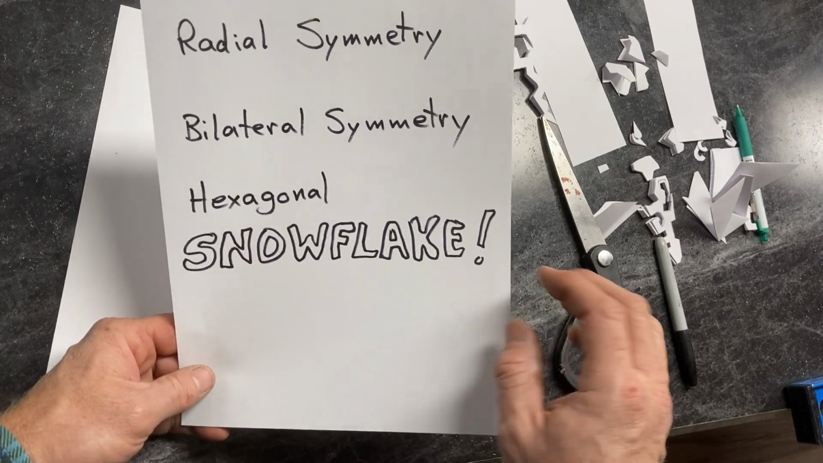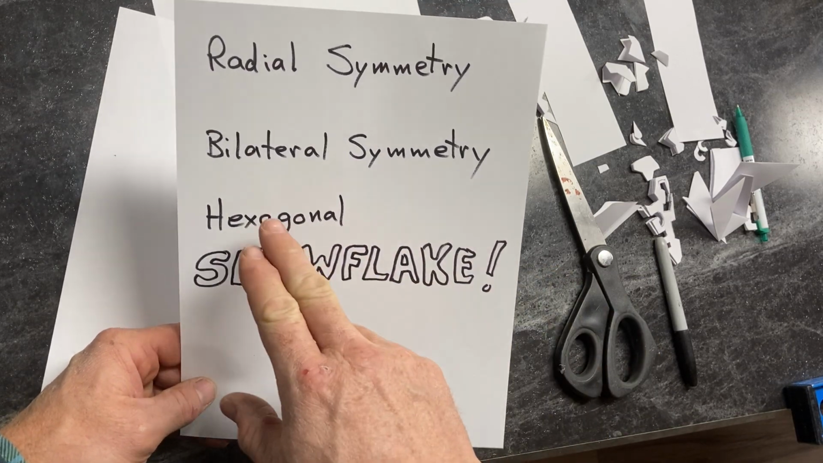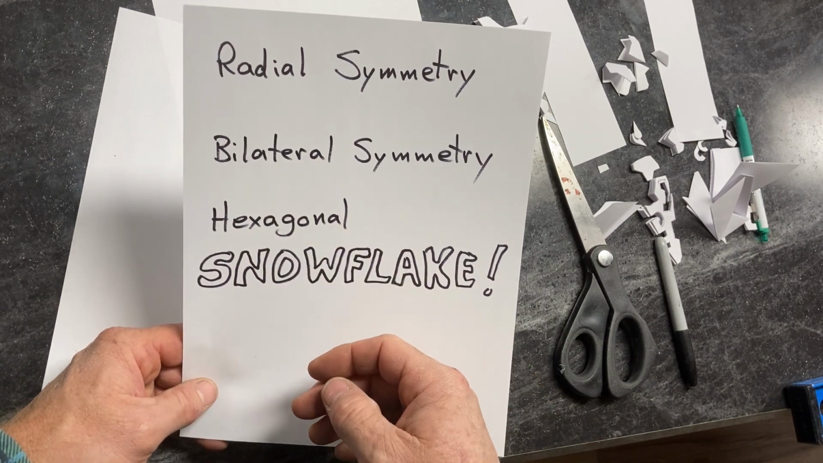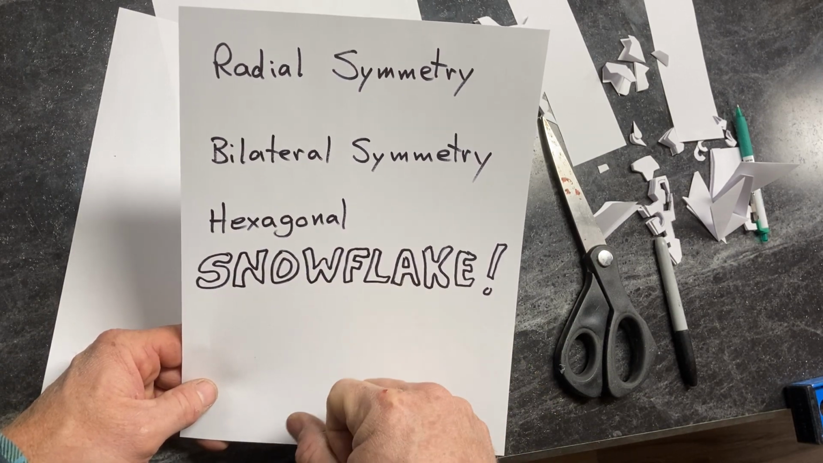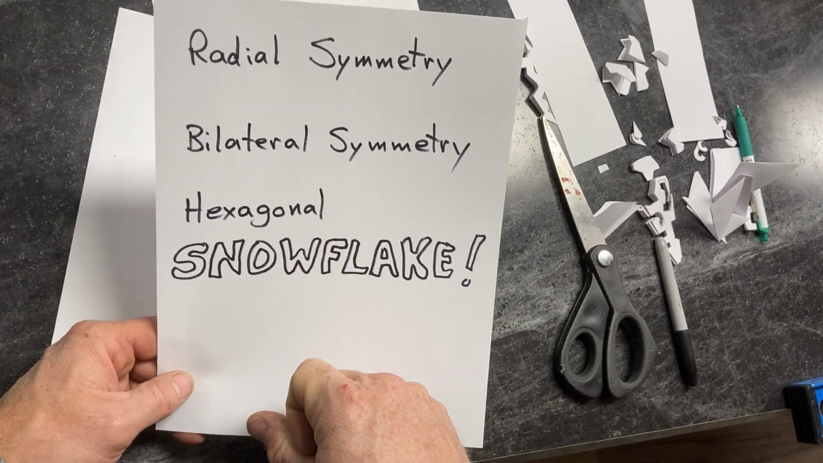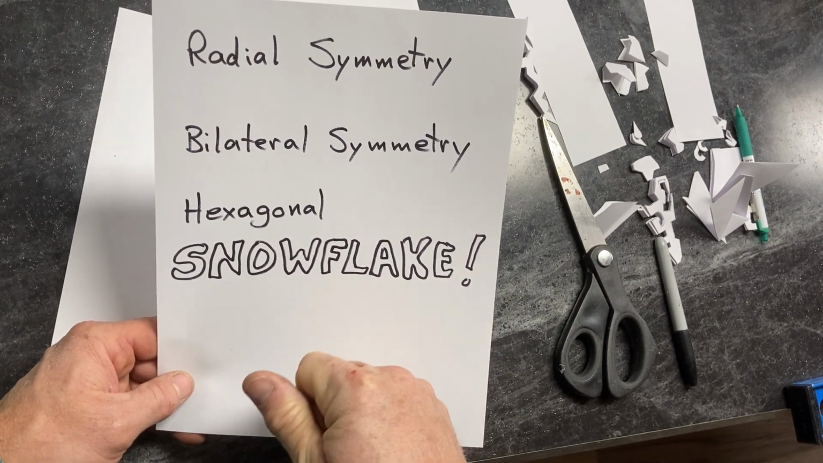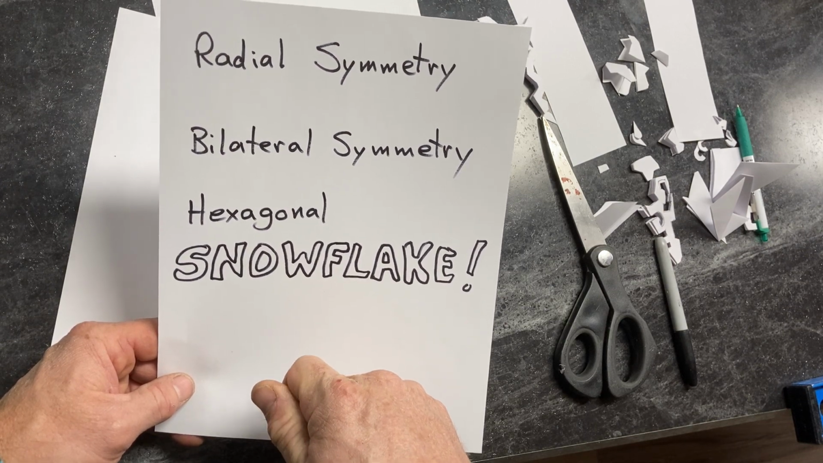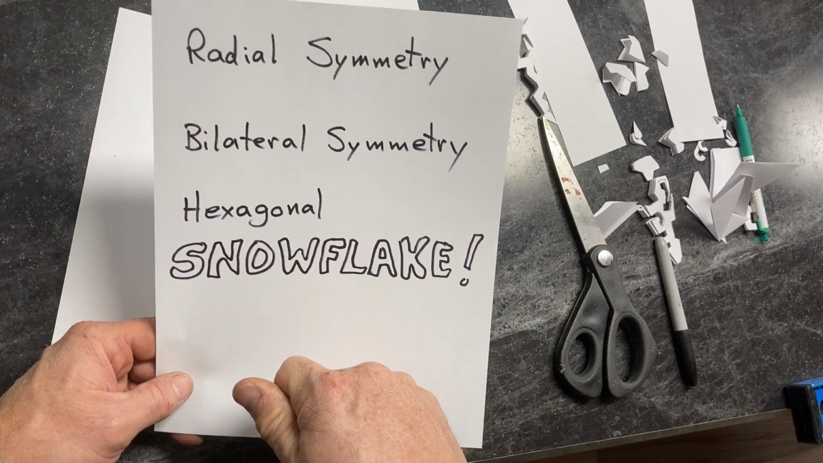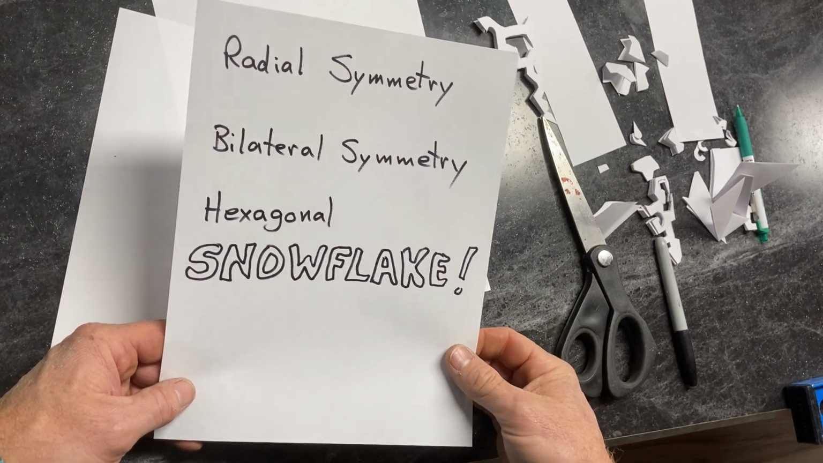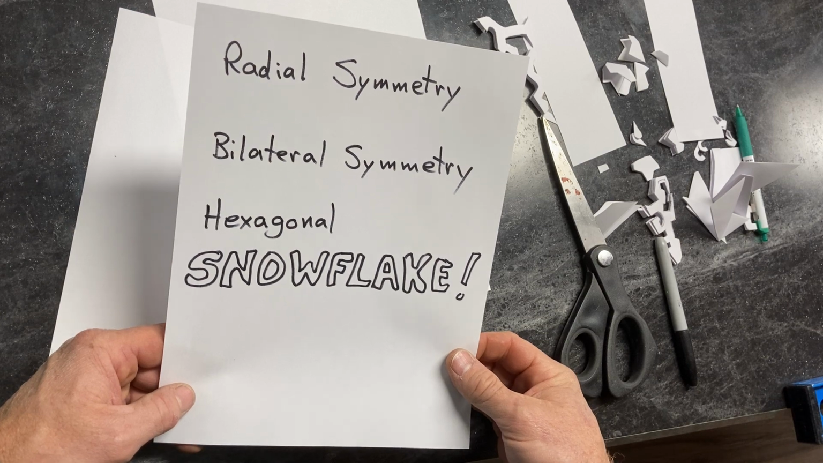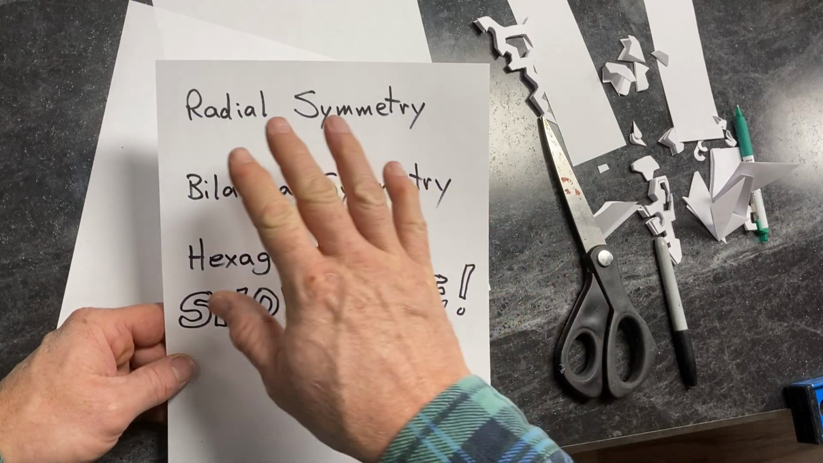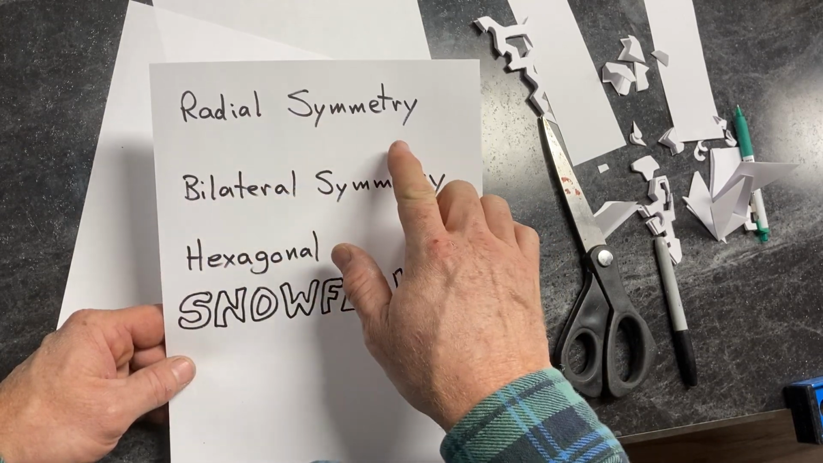So one term, we're going to do a snowflake. One term is hexagonal, or like a hexagon. And that means six-sided. Okay, so proper snowflakes. Every snowflake in nature is formed from water crystals, and water crystallizes in six-sided crystals. So every snowflake has got a six-sided base to it. It's hexagonal. And we're also going to talk about radial symmetry.